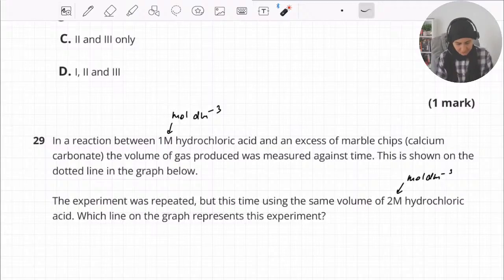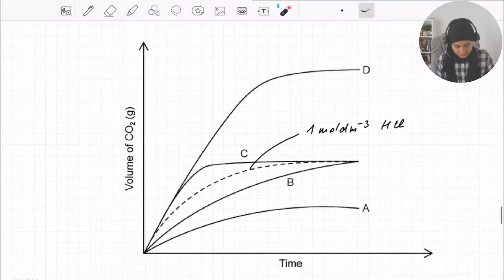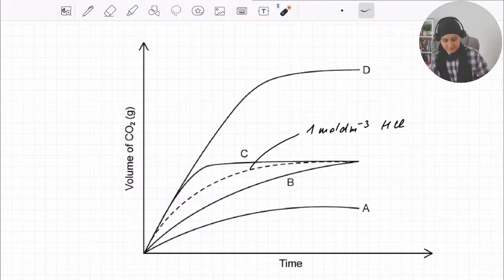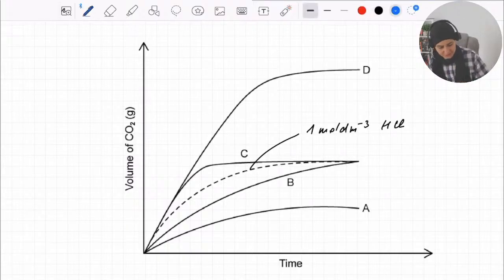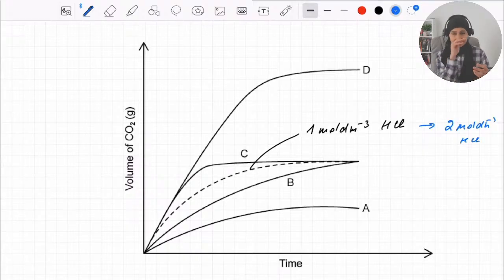What's important here? Basically, we need to assess the rate of the reaction. For example, C and D reactions go faster than our initial reaction because you see the gradient is steeper. B and A are slower. So we know it's not B and not A, because the new conditions are 2 mole per cubic decimeter HCl. We doubled the concentration and the rate increases. So we know it's not A and B, because A and B have a slower rate.